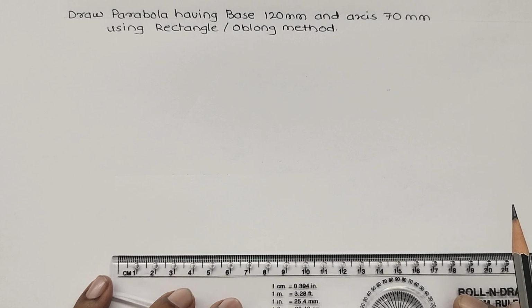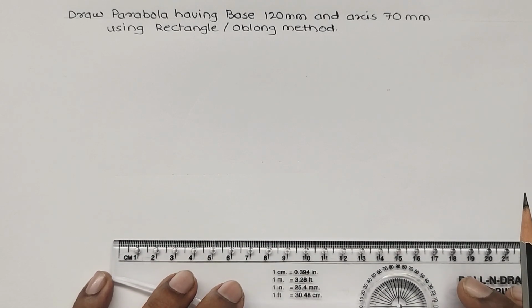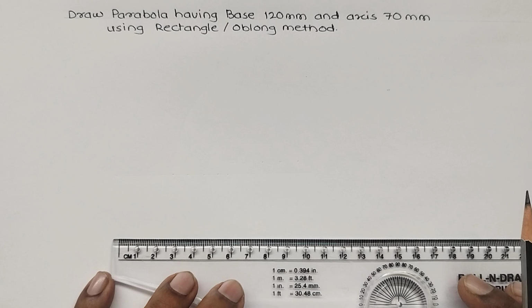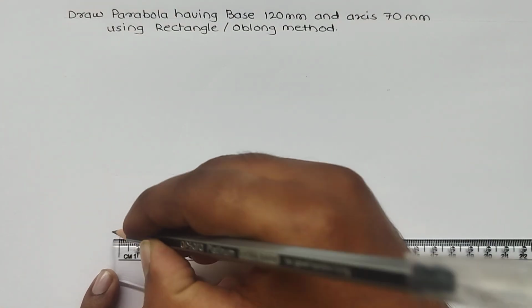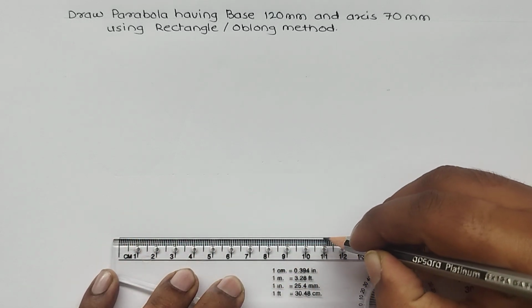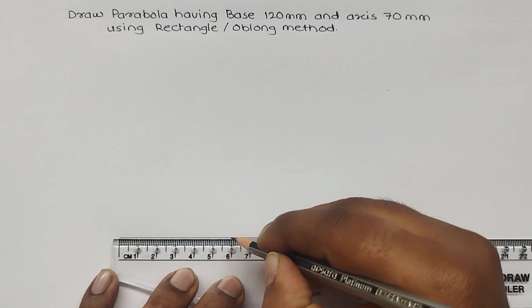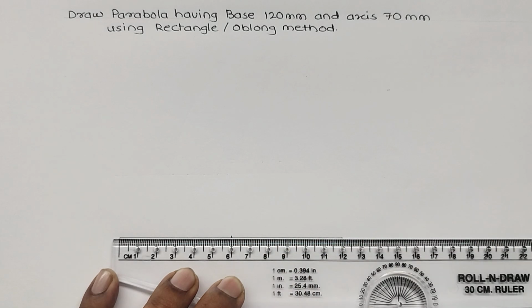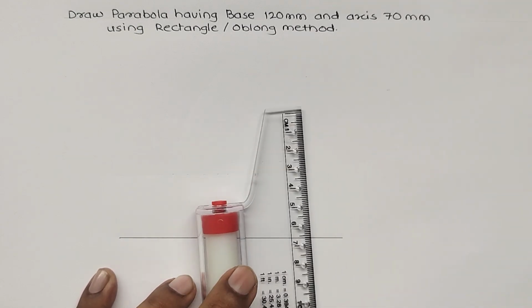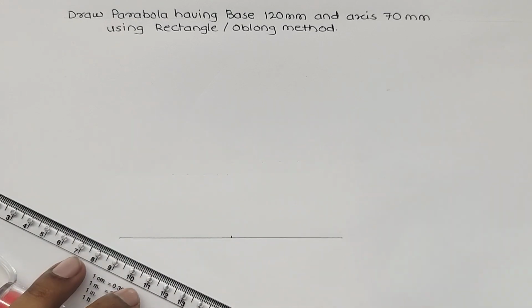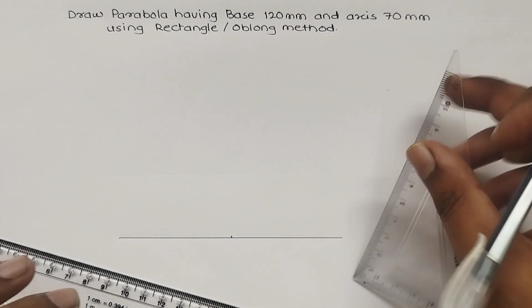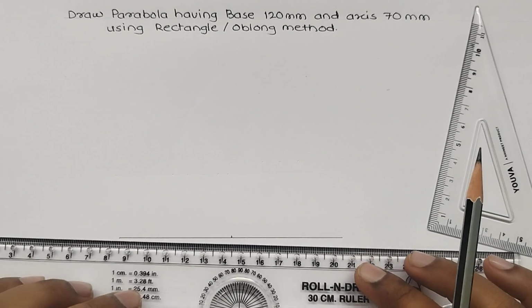Base 120 mm. Here draw the base of 120 mm. At the same time, mark the center point, which is at 60 mm. Now take the height or axis, which is 70 mm. So for that I have to draw a line exactly perpendicular from the midpoint.